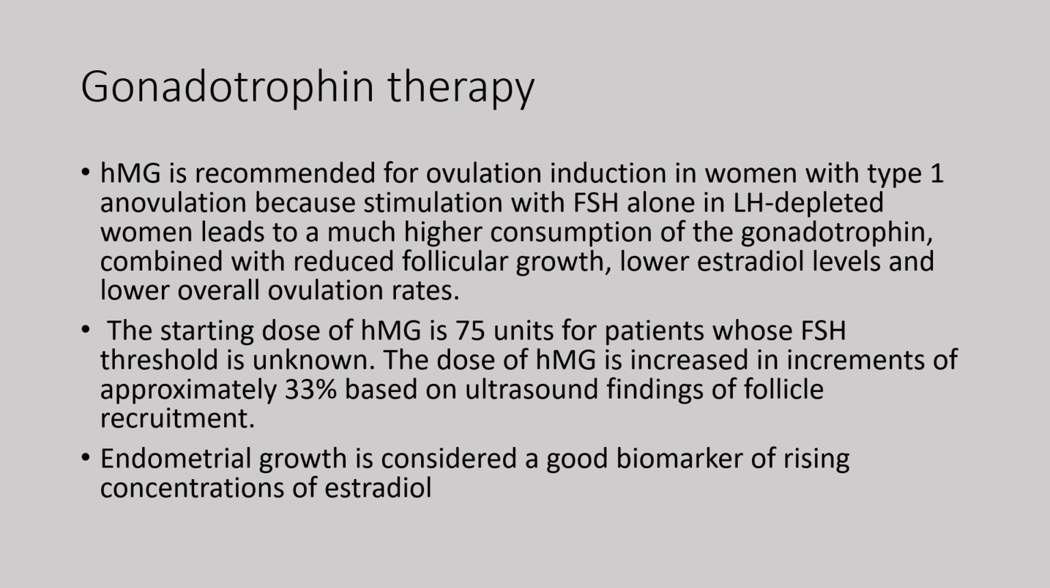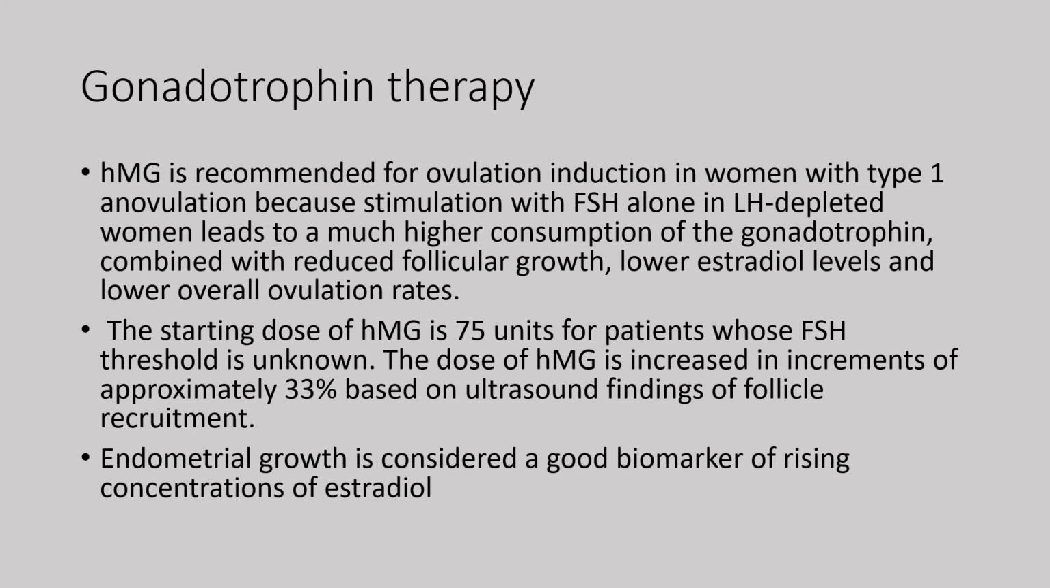This is gonadotropin therapy. HMG is recommended because it has both FSH and LH, and we need both. HMG is recommended for ovulation induction in women with type 1 anovulation, because of stimulation with FSH alone in LH depleted women. If you are giving only FSH, then what is the problem? It leads to higher consumption of the gonadotropins, and there is still reduced follicular growth, lower estradiol levels, and lower overall ovulation rates. The starting dose can be 75. If you do not know the FSH threshold, then 75 is the safest to start. 33% increments you can do, but you have to do ultrasound monitoring of the follicle.